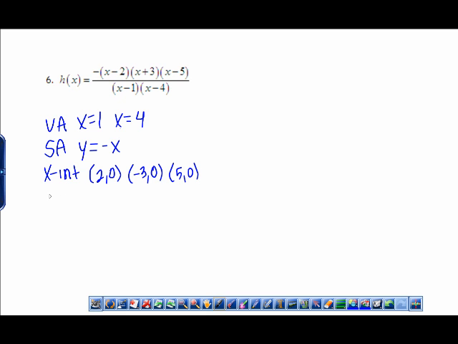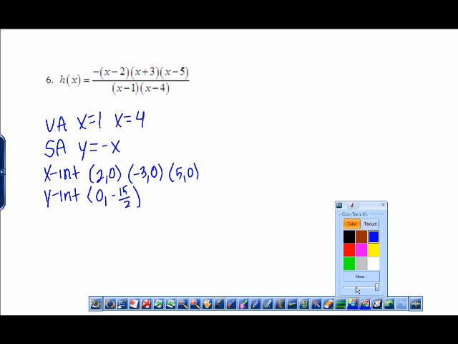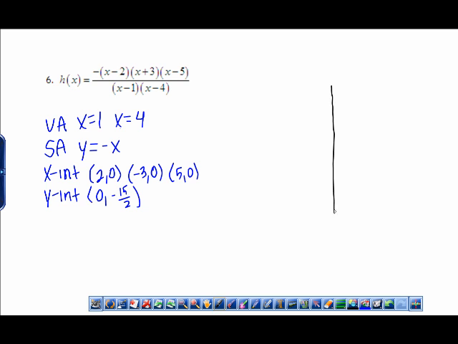All right, 5, 0. We got lots of x-intercepts. That's good. That's going to make the graph easier to figure out. Plugging in 0 for x, that's going to give us, this is kind of a messy number, negative 15 halves after you simplify it. All right, so let's go ahead and sketch the graph.